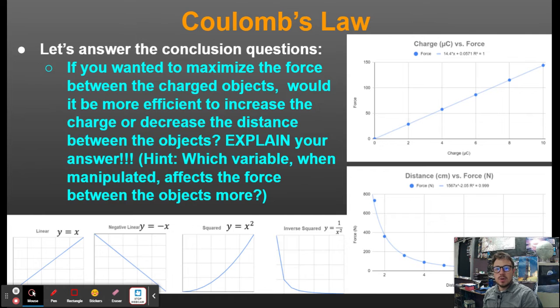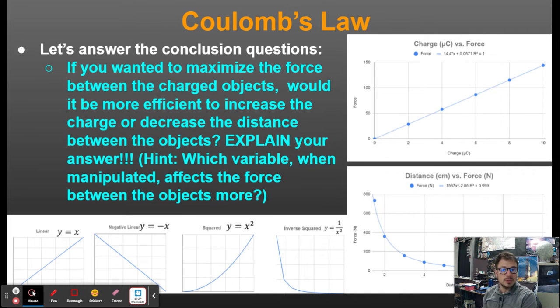So the last one says, if you wanted to maximize the force between the charged objects, would it be more efficient to increase the charge or decrease the distance between the objects? Explain your answer. And then I said, well, which variable, when manipulated, affects the force between the objects more? So what you should have gotten out of this one is that, if we use this as an example, let's just say we want the force to get as close to infinity as possible, right?